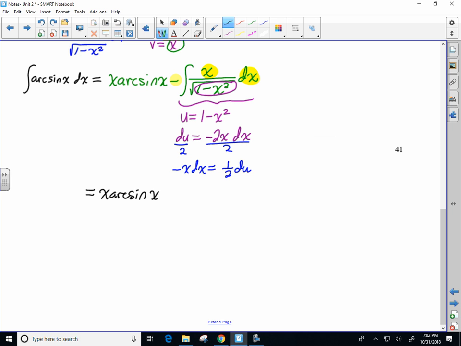Minus would become a plus. It's really a coefficient of 1/2, so plus 1/2. The integral will end with a du, and it's going to be 1 over the square root of u. I'm just going to rewrite the whole thing, even though I'm only making a minor adjustment.